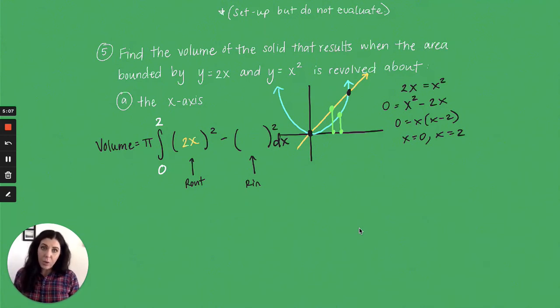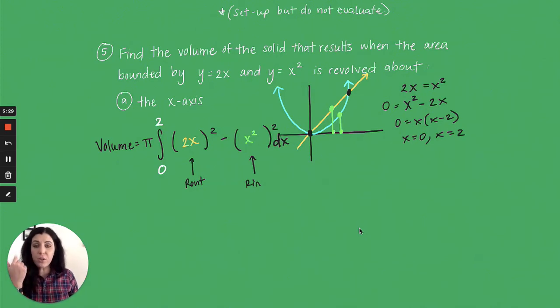And again, we wouldn't just say like at 4 or 0. We're not talking about a specific value. We're saying all along that interval from 0 to 2, what's the closest curve to the x-axis? And the closest curve, or our inner radius, would be x squared. For this question, I said set up but do not evaluate, so this would be it. This would be your final answer.